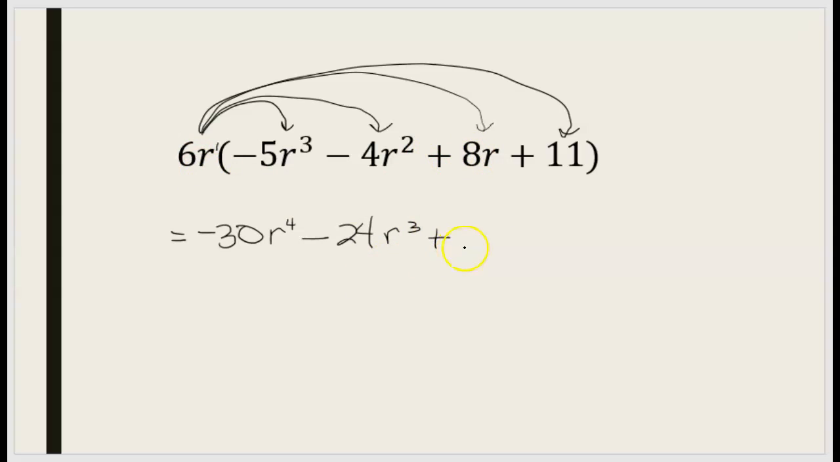6 times 8, 48. R times another r, that's an r to the first times r to the first, is r to the second. Plus sign. 6 times 11 is 66. And of course we have this little r over here that we have to make sure that we include in our result. So again, my bases and their exponents do not match on any of these, so I have no like terms to combine. And this is it. This is how you do these problems.